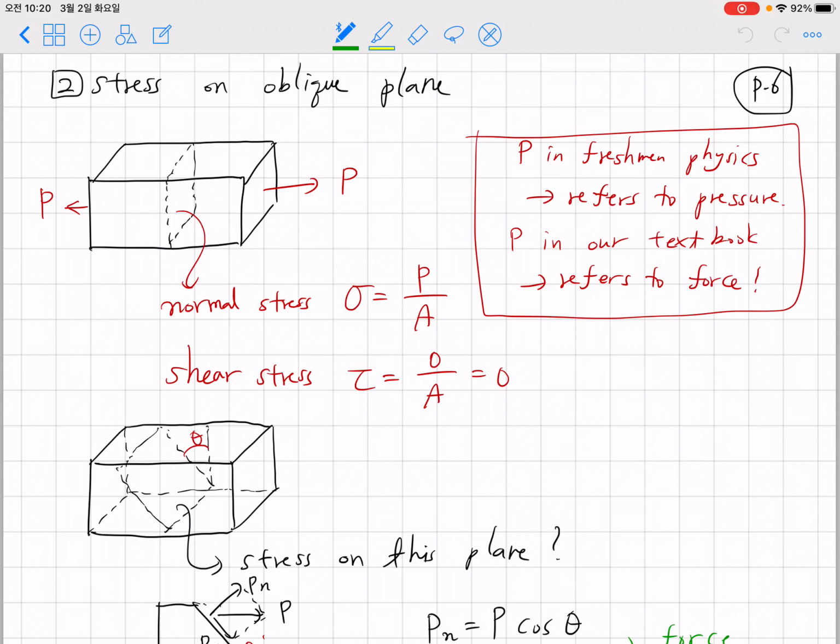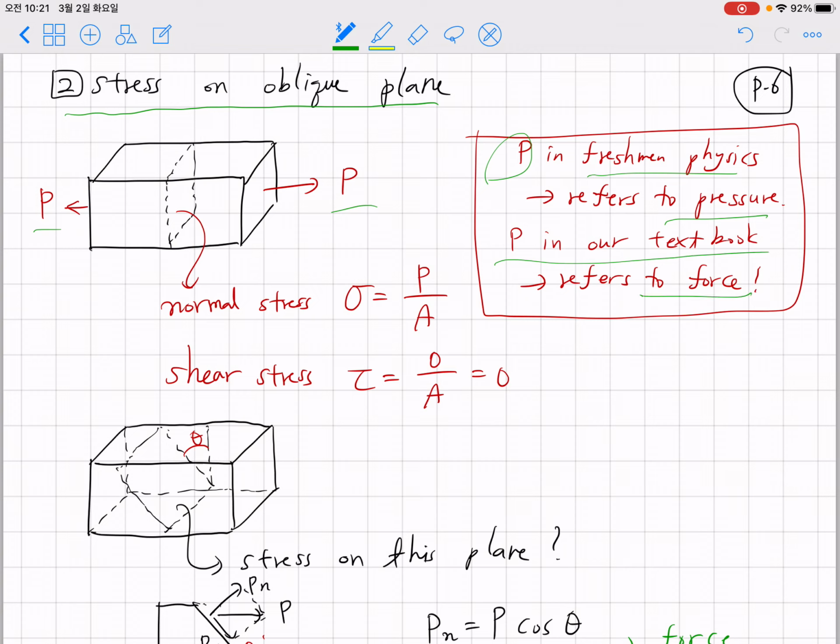As a second topic of today, let's discuss stress on an oblique plane. Before talking about this, let me make a comment. In reading our textbook, you can see the character P, which refers to force. You might get confused because most freshman physics and high school physics books use P to refer to pressure. However, please remember that P in our textbook refers to force.